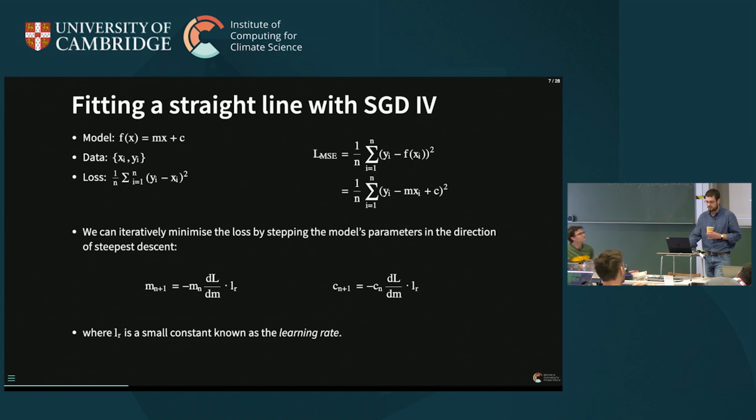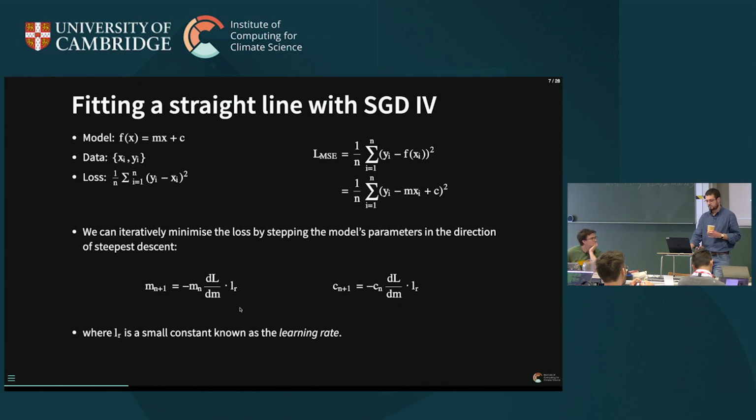Just to wrap it up, in the case of mean squared error loss, if we have our function as a straight line, you substitute the function in, and you can see that you can differentiate the loss with respect to each parameter. Then you can iteratively nudge the parameters downhill just by stepping in the direction of steepest descent. The amount you step is governed by a small constant LR, which is conventionally known as the learning rate.